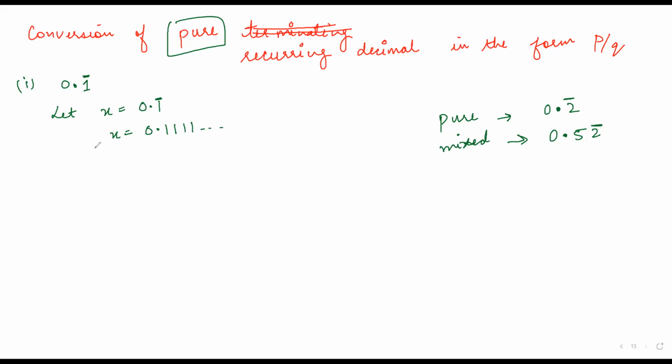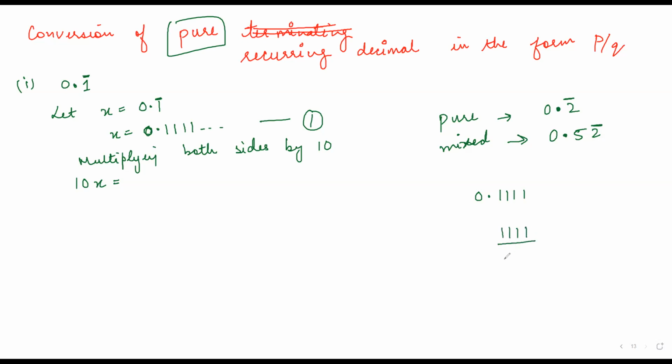Okay. Now you multiply both the sides. This is called equation number 1. Now I'm multiplying both the sides by 10, so I'll get 10x is equal to... Now if you multiply by 10, what will you get? For example, you have this 0.1111. If I remove the decimal, I'll get 1111 divided by how many 0s? 10^4, right?